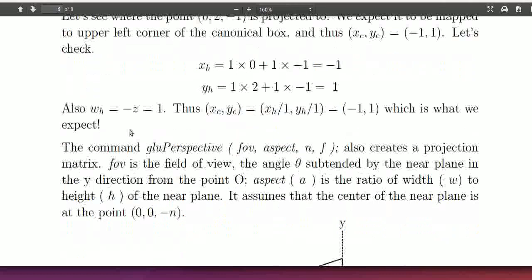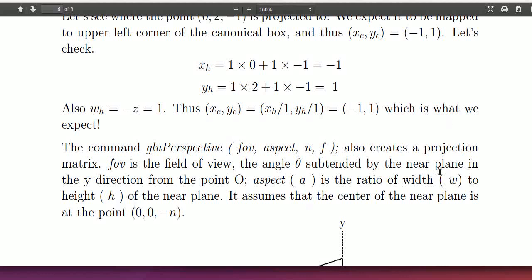Okay? Now in OpenGL, the command gluPerspective with parameters FOV, aspect, n, f also creates a projection matrix. Okay? This is a special case of glFrustum. Okay? Now here, FOV is the field of view, the angle theta subtended by the near plane in the y direction from the point O, the origin. Aspect, or A, is the ratio of width W to H.